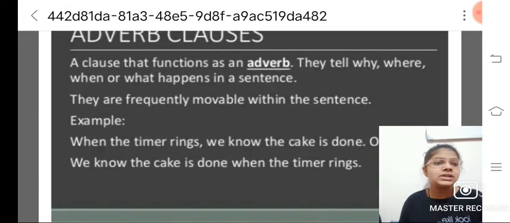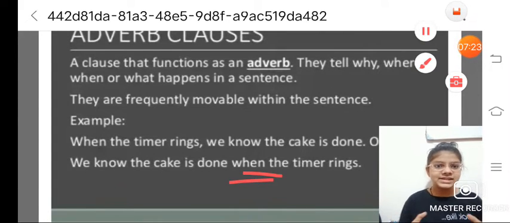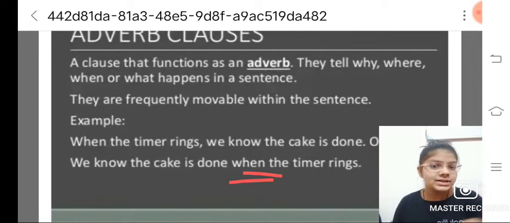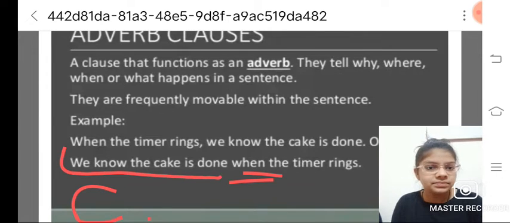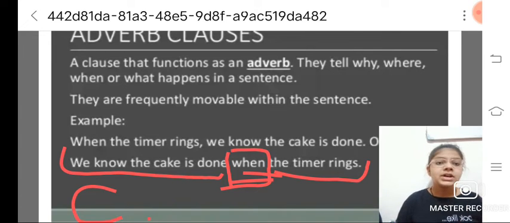Now, this "when" is a conjunction. You know conjunction, it is a part of speech. This conjunction is joining an independent clause and a dependent clause, right? The independent clause is "we know the cake is done," and the dependent clause is "the timer rings." And this "when" is a conjunction which is joining these two clauses, right? So now, we know the cake is done when the timer rings.